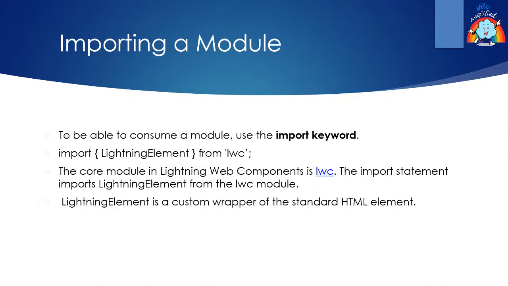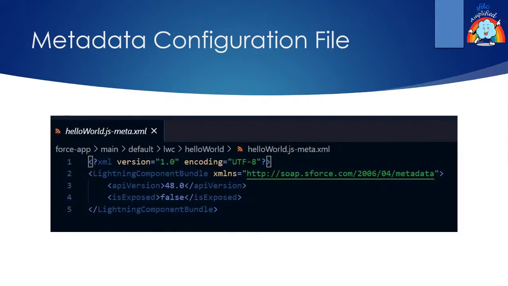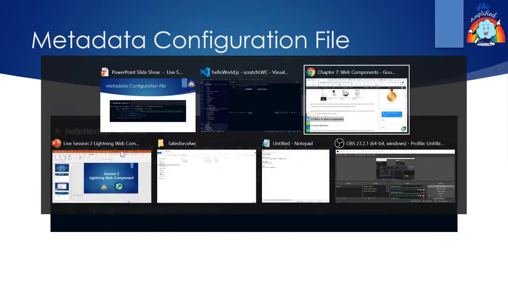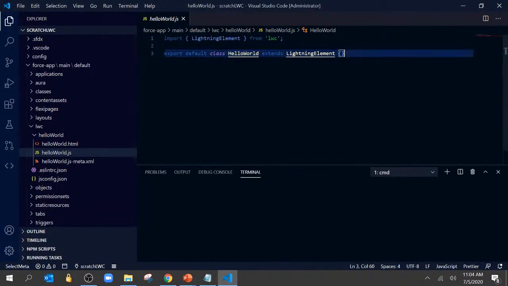And LightningElement is nothing but a custom wrapper of the standard HTML elements. So basically LightningElement is a class, and this is a wrapper to bring the standard elements. So that's how our code works here. So if I go back, we are able to understand what is import LightningElement from lwc and what is export default class. So export default is nothing but the default export.